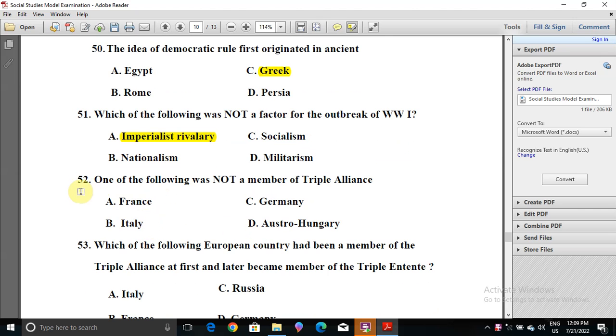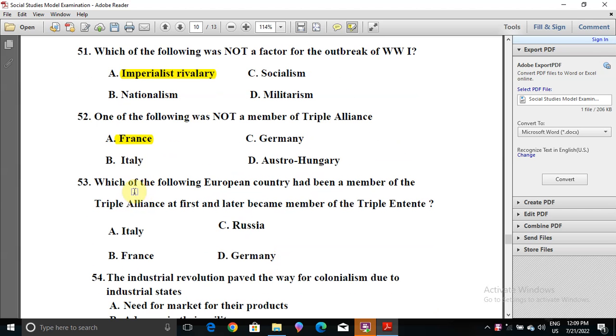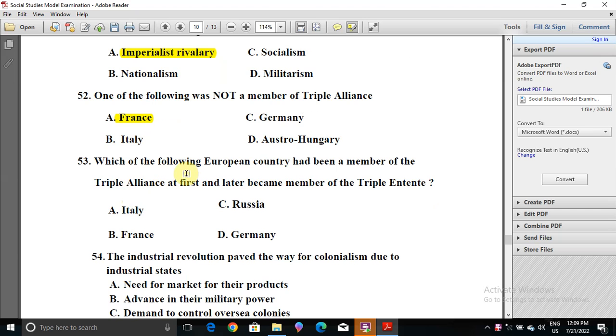Now question number 52. One of the following was not a member of Triple Alliance. It will be France. Okay, now question number 53. Which of the following European country had been member of the Triple Alliance at first and later become to the Triple Entity? It will be Italy, because Italy before was in the Triple Alliance, but then it was in the Triple Entity later with France, Russia, and Germany. So the correct answer for question number 53 will be Italy.